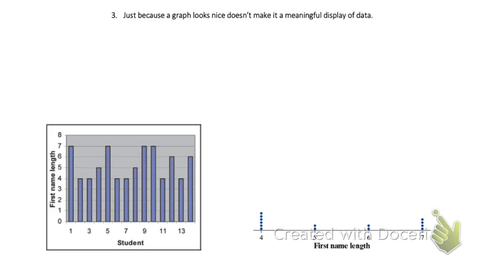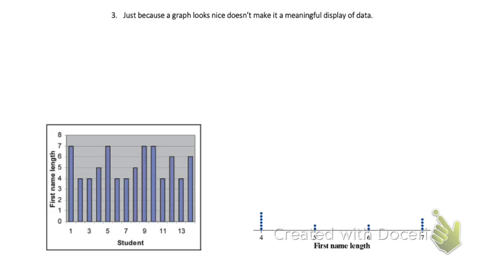Just because a graph looks nice doesn't make it meaningful. This looks pretty, doesn't it? Lots of pretty little bars. This is each student. We've basically given each student a number, right? I number you off and say, hey, how many letters are in your name? Student number 1 has a 7-letter name. Student number 2 has a 4-letter name. Student number 3 has a 4-letter name. Like, why? What's the point here? It doesn't really help me. I could just write your names out and see who has the longest name. This is not very meaningful. It doesn't summarize the data.